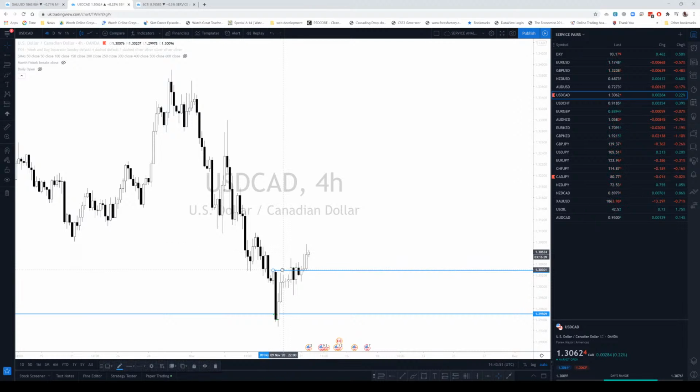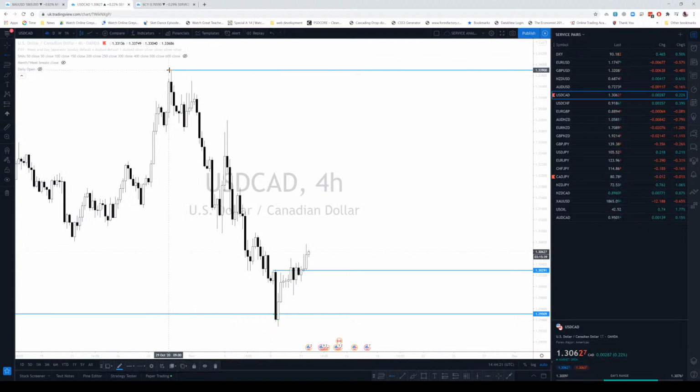So after we close above this down candle, that's when I consider it a safe trade for my members to take. So that's why I've given it to the members from here. Okay, but I went in down there, and we could continue going up here.